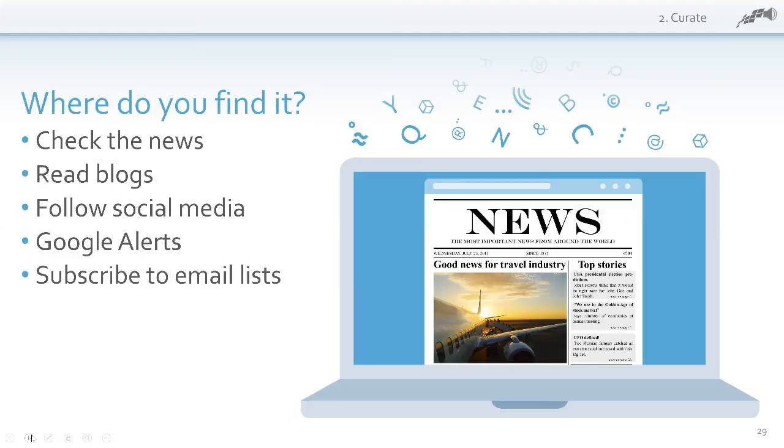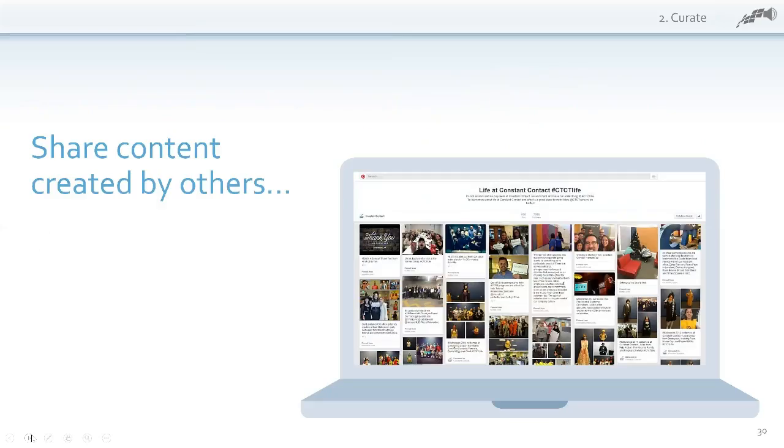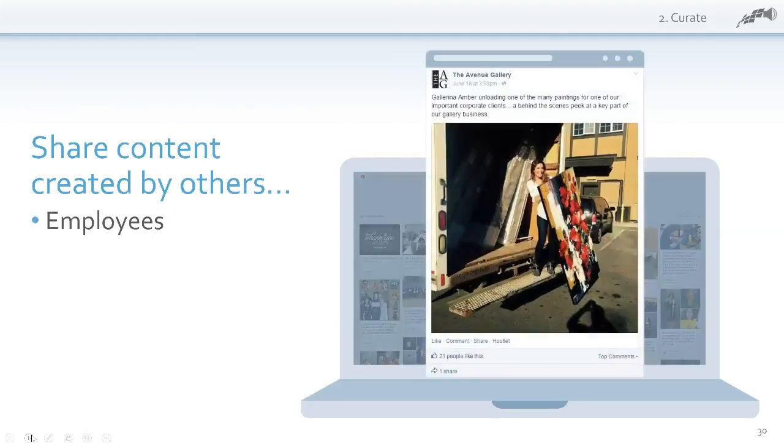This is a great way to get ideas for content and see what other people are sharing. And finally, you should always provide links to the original source and let people know why you're sharing the content. One way to get creative and great content to easily share via email and social media is to have others create it for you. You can do that through sharing behind-the-scenes videos or photos, like this one from the Avenue Gallery, showing one of its employees loading a painting to be transported.